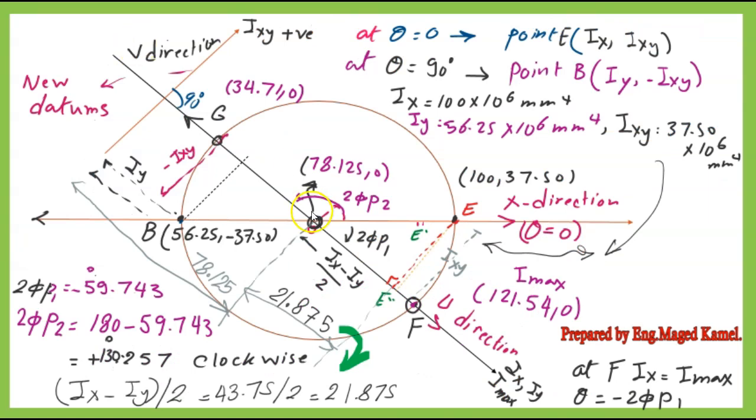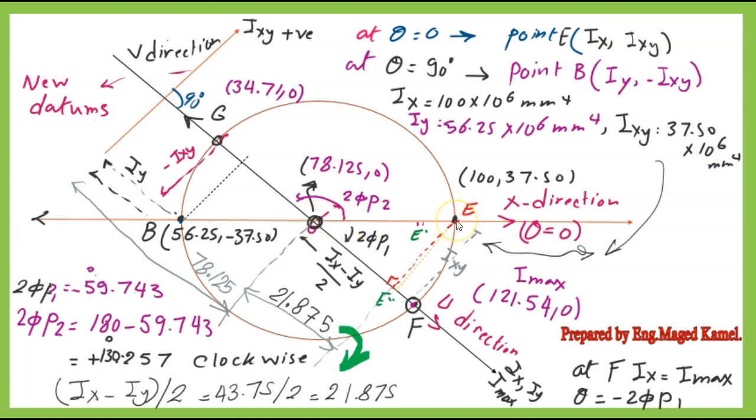In the last slide, consider the u-axis as your datum and modify the Ixy axis by making it parallel to line OA, and at the left of the OA by a distance of Ix plus Iy divided by 2, which equals 100 plus 56.25 divided by 2 equals 78.125. The coordinate of the center point is 78.125, 0. Now we have the x-axis as a horizontal axis.